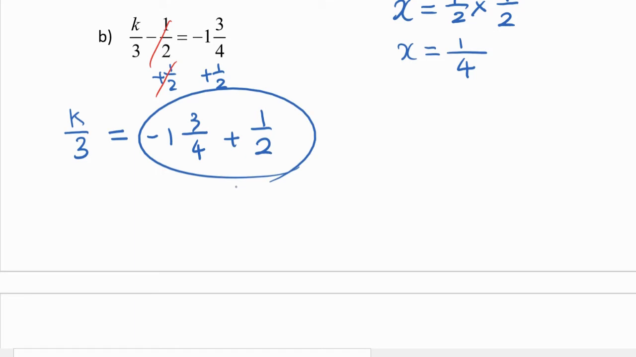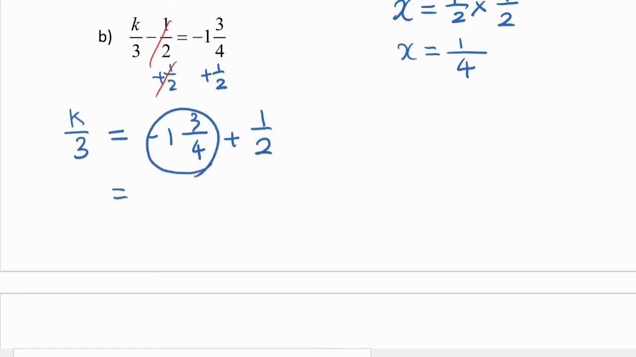Okay, let's calculate this. When you have a mixed number, you always need to change it to an improper fraction. Okay, let's change it to an improper fraction. So 7 over 4. Do you guys remember how to change this to an improper fraction? You simply multiply 1 and 4 together and add 3. So this is how you change a mixed number to an improper fraction.